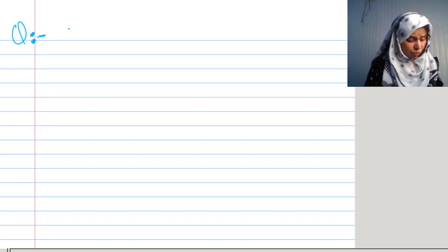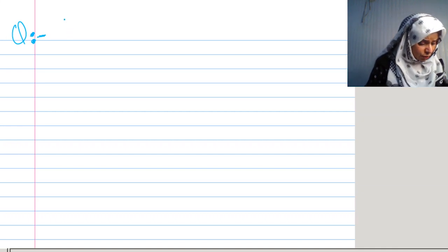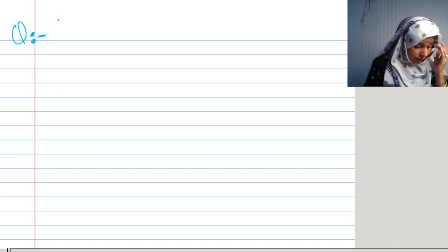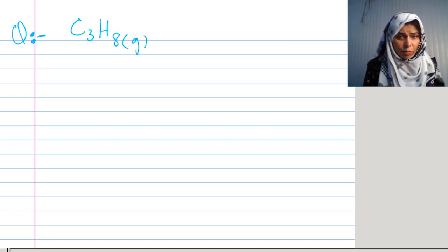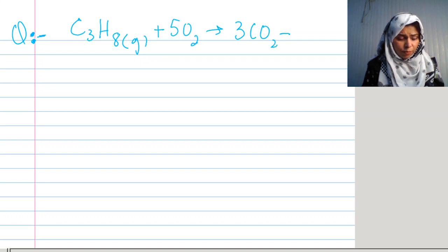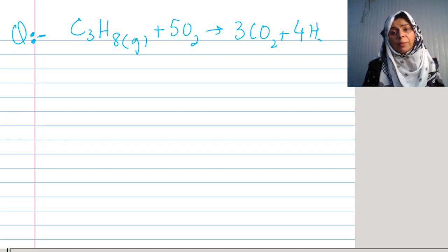Calculate. Try to solve this question by yourself first, then answer me in the comment box. Then I will know how much understanding you got. First of all, an equation is given. This is propane gas, C3H8, plus 5O2, combustion is going on, giving 3CO2 plus 4H2O. Gases are present over here.